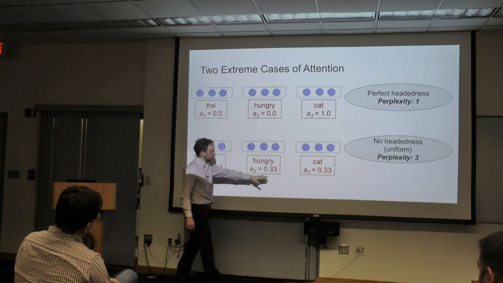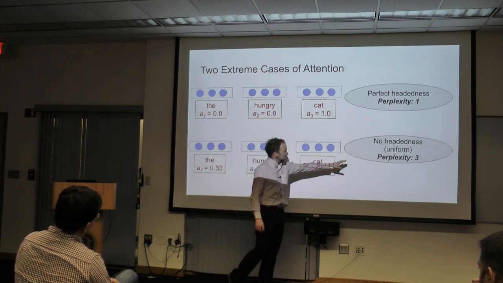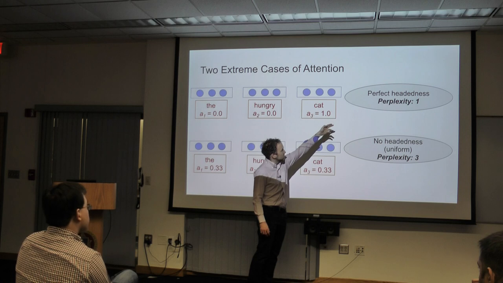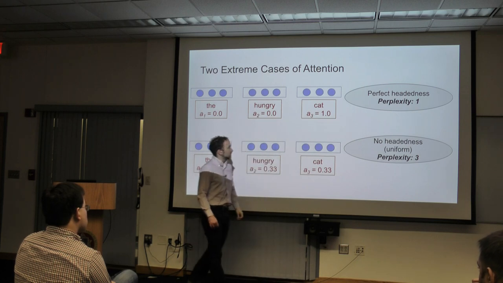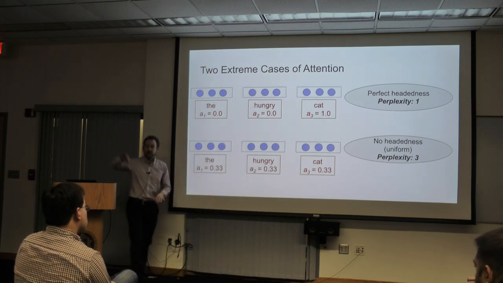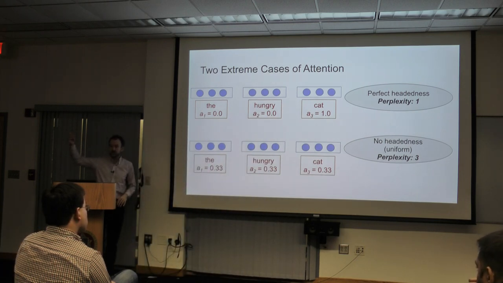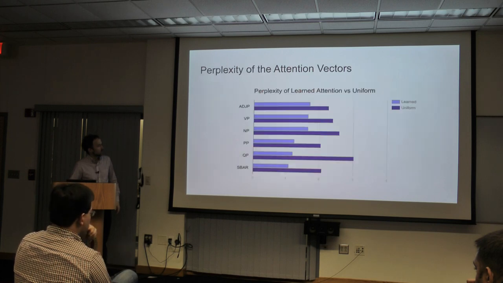all of these would be uniform, and if we express this in a quantitative way, we can measure the perplexity. If it's a completely peaky distribution, our perplexity is going to be 1. If it's a completely uniform distribution, our perplexity is going to be equal to the number of choices we can make. So the question is, where does our learned model fall in between these two extremes?